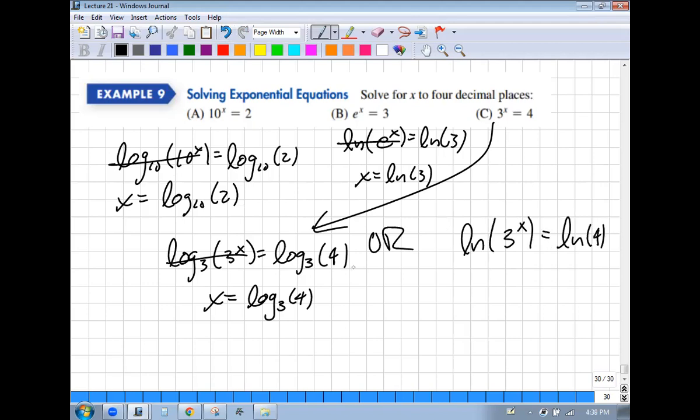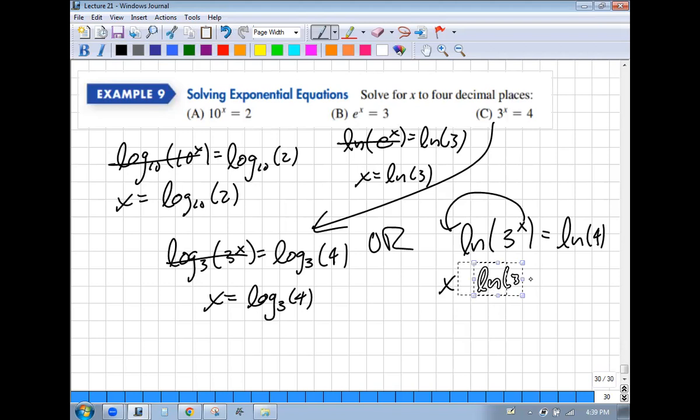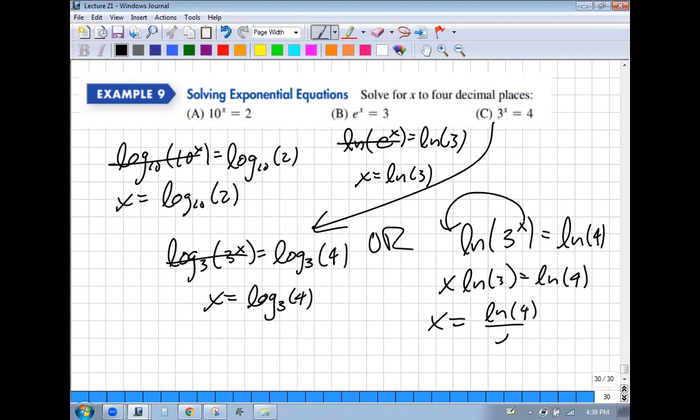Now I can't cancel the base because this is base e. What I can do is bring this out front. Bring it x times. Remember, as an exponent, you can bring it out front. So now that I got the x out of the exponent, I can just divide both sides by this number. This is going to be log of 4 over log of 3. Well, I got this answer a while ago, but now I got this answer.